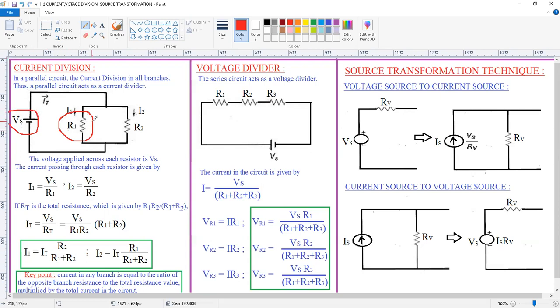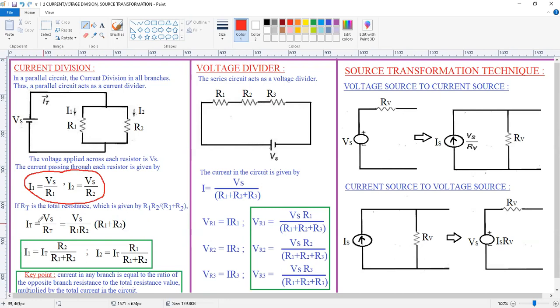Okay. By using Ohm's law, we can write I1 is equal to Vs by R1. Why? Because voltage across this one, we know, is Vs. Okay. Now I1 is equal to Vs by R1. That is what I have written here. Okay. Similarly, R2 is in parallel with Vs. Now we know that voltage across R2 is Vs. Okay. From that we can write I2 is equal to Vs by R2. That is what I have written here. Okay. This is the equation for I1 as well as I2.